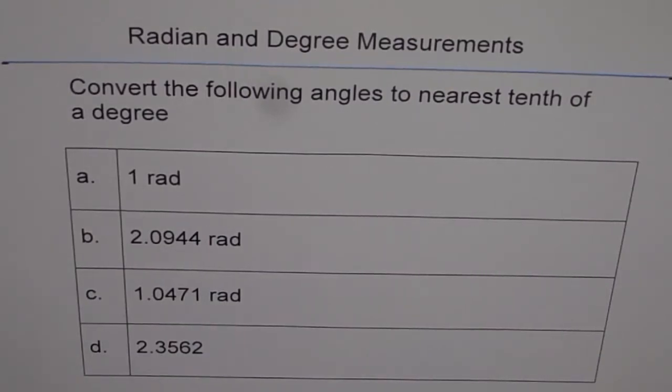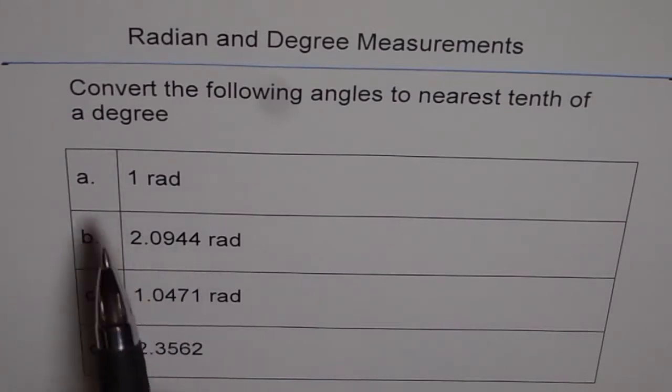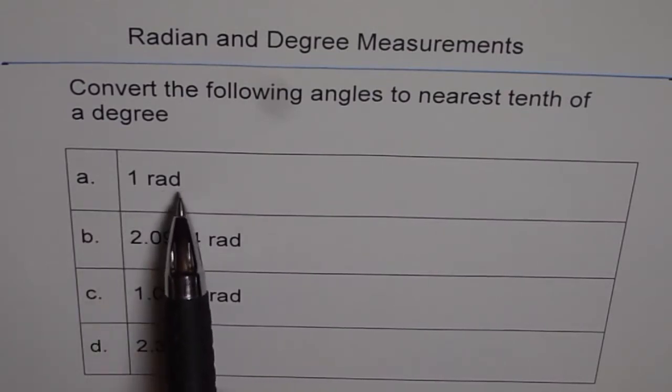So this is the next question on your test. Copy the question and solve it yourself, and then look for my solution. Convert the following angles to nearest tenth of a degree. So we have here A, 1 radian. You have to convert this to degrees.